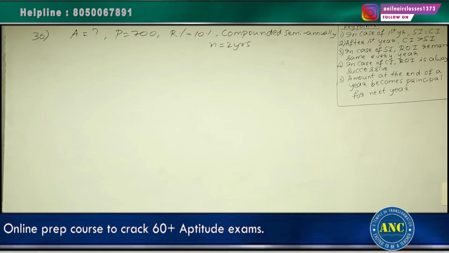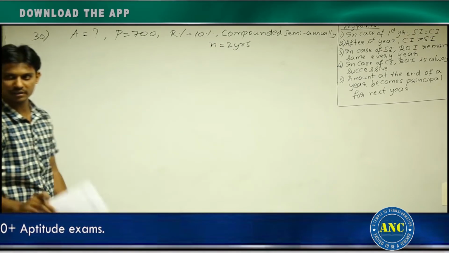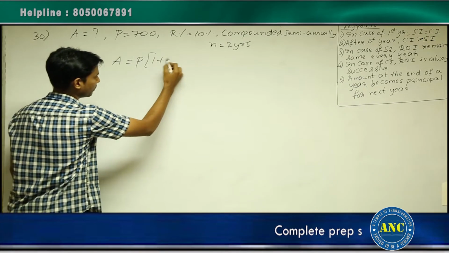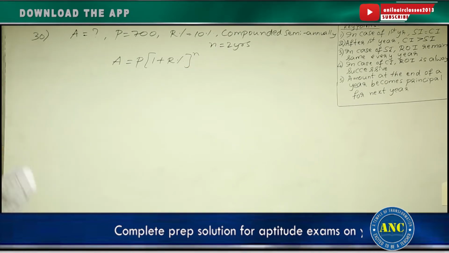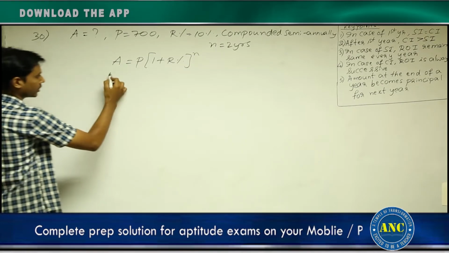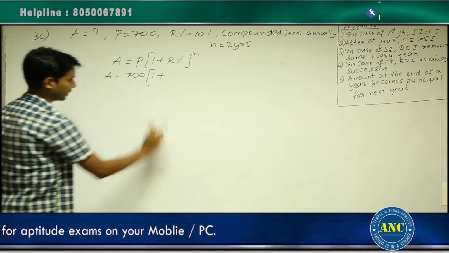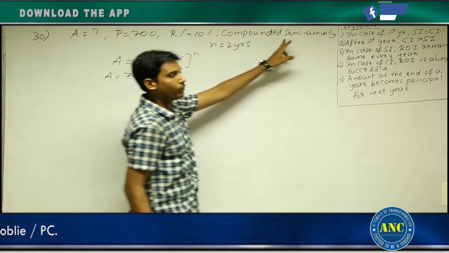Please listen to this. Don't remember any formula for compounded semi-annually separately and compounded quarterly separately. Not required. Only one notation is enough. Amount is principal into 1 plus r percentage to the power of n. Amount is what I need to find. Principal is 700 into 1 plus 10 percentage. It is compounded semi-annually.